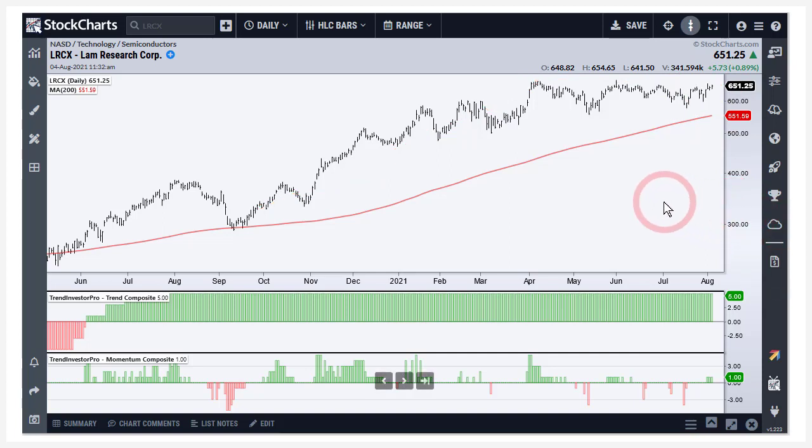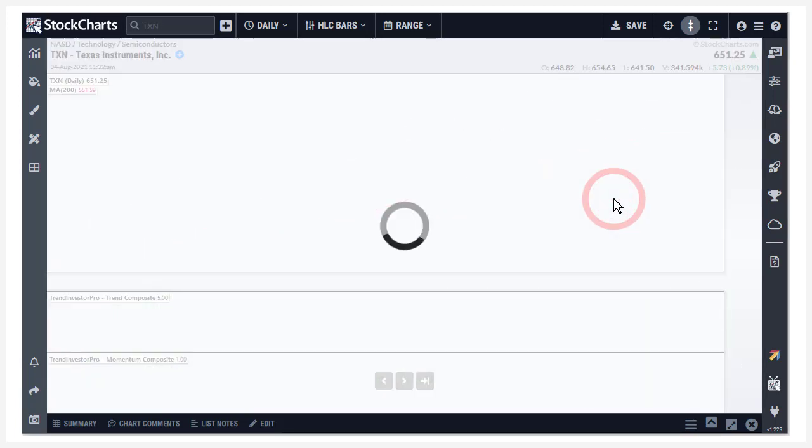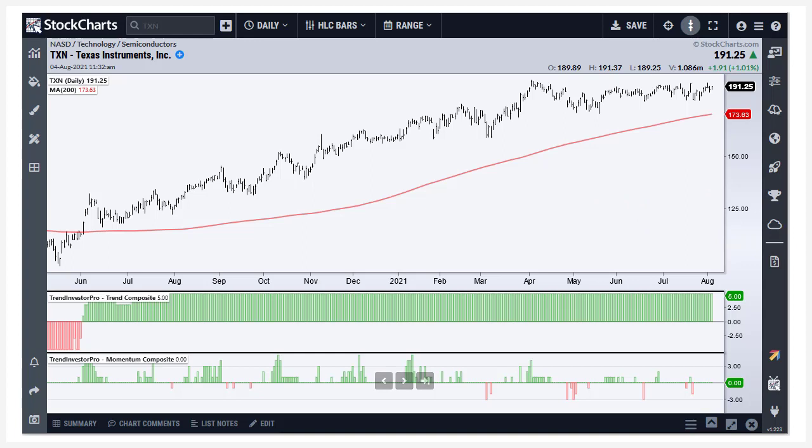And then the other one I wanted to show you was good old Texas Instruments, TXN. And similar pattern here, a big consolidation within an uptrend. And there we can see that kind of like the previous charts, a big triangle, and it looks like it's bouncing off support and could be poised for a breakout.